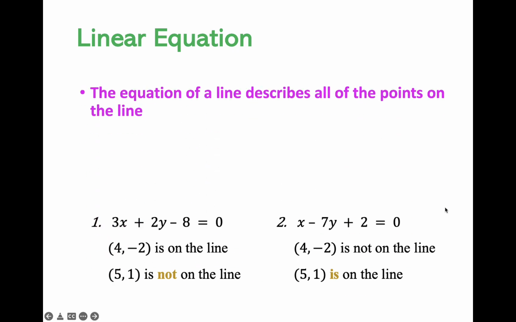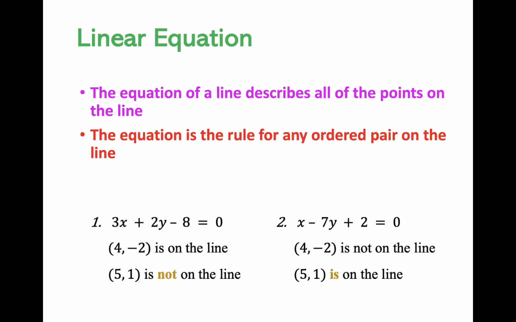Okay. The equation of a line describes all the points on the line. So the equation is the rule for any ordered pair on the line. Example here, so we have 3x plus 2y minus 8 is equal to 0. So 4 and negative 2 is not on the line, while 5 and 1 is on the line.